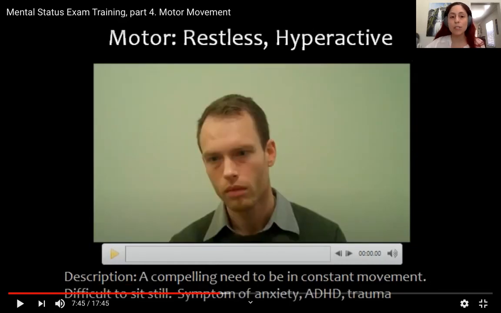Okay, in this case, we're going to be looking at the opposite end of that arrow, the opposite end of the continuum, with some restlessness.